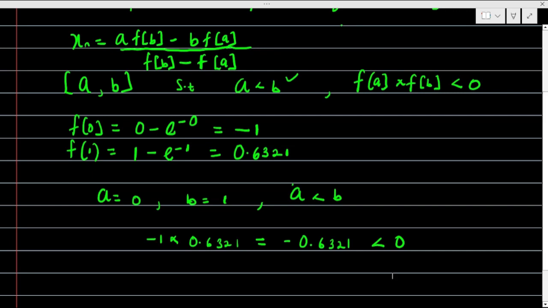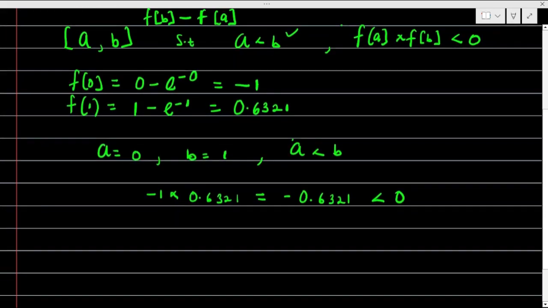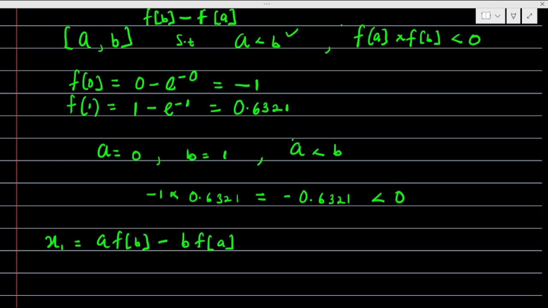So what are we going to do? We are just going to plug them in our given formula. Don't forget that we will now be solving for x1. x1 will be equal to A f of B, according to the formula, minus B f of A, everything over f of B minus f of A.